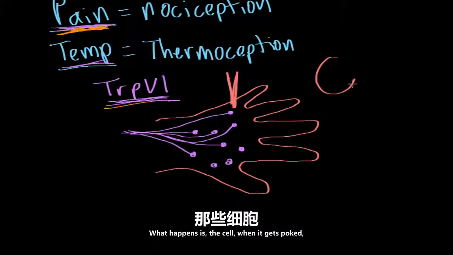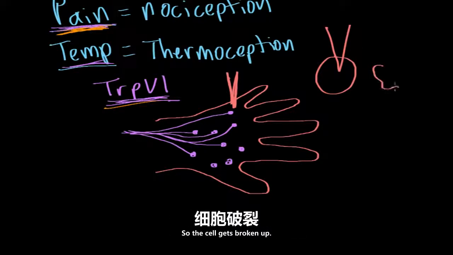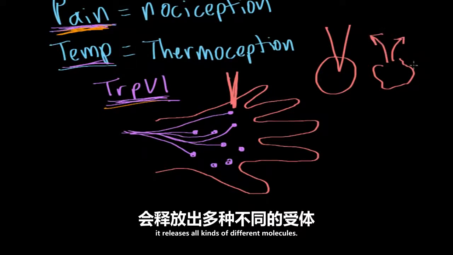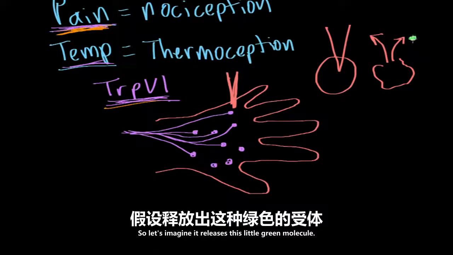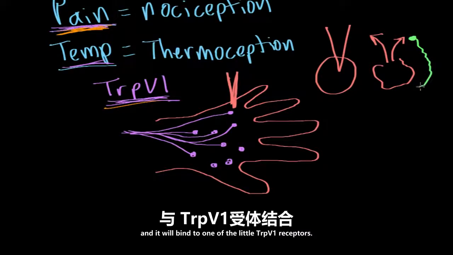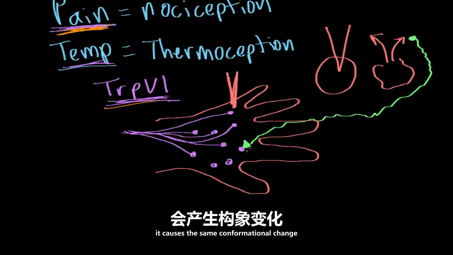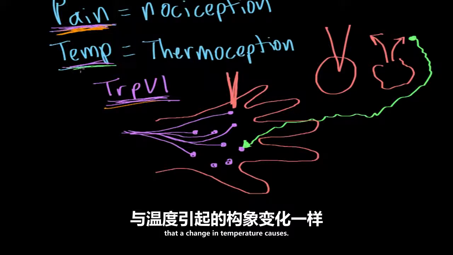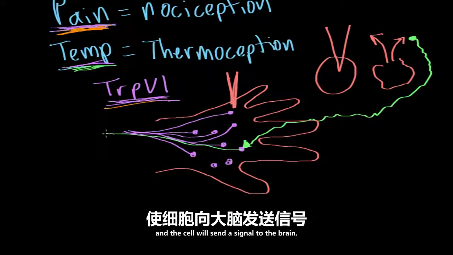What happens is the cell, when it gets poked, thousands of cells get broken up. So the cell gets broken up, and when it gets broken up, it releases all kinds of different molecules. And these molecules will travel around. So let's imagine it releases this little green molecule. It'll travel around and it'll bind to one of the little TRPV1 receptors. And when it binds to a TRPV1 receptor, it causes the same conformational change that a change in temperature causes. And so that conformational change actually activates the cell, and the cell will send a signal to the brain.